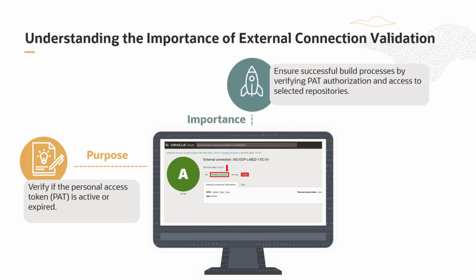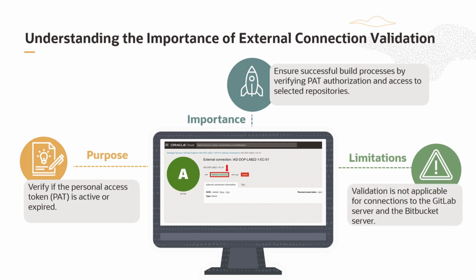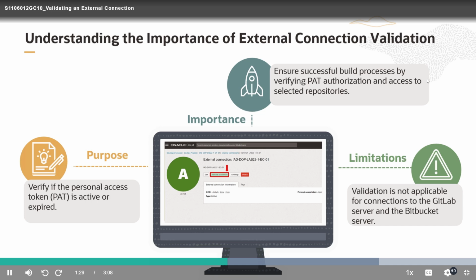Validation plays a crucial role in maintaining successful build processes. By verifying personal access token authorization and access to selected repositories, you can avoid potential errors and ensure that your builds run smoothly. This is essential for maintaining efficiency and productivity in your DevOps workflows. It's important to note that validation is not applicable for connections to the GitLab server and the Bitbucket server.